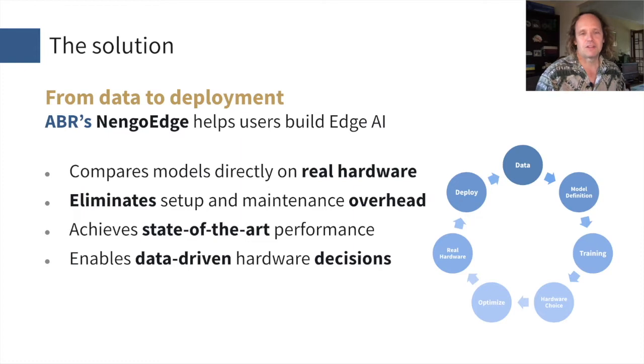So the entire process is essentially the one I just summarized. I've got it diagrammed here on the right-hand side. Bring your data, define your model, determine how you're going to apply that data to the model. So what does training look like? Pick the hardware you're interested in, hit the optimize button. It'll go run, train, optimize for that real hardware. Then you can simply download your favorite one and deploy it.